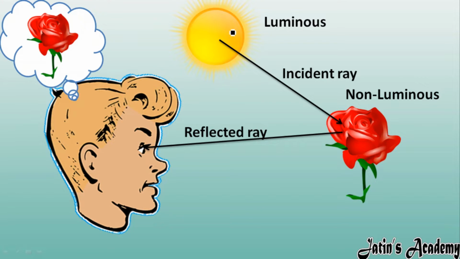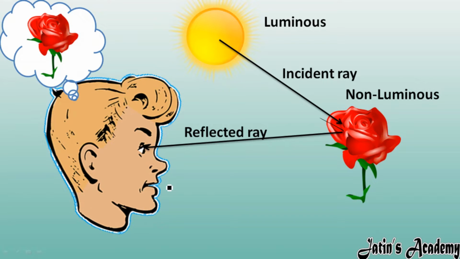So what is happening here? Actually here we are having a luminous body. This luminous body is sending the light ray to the non-luminous object, and this light ray is known as incident ray. After striking on a non-luminous object, reflection of light takes place. Reflection of light means the sending back of light. So here reflection of light takes place, and that reflected ray enters into his eyes. After entering into his eyes, he is able to see the non-luminous object. So the same picture of the flower is going to be made in his mind. So this is the criteria how we are able to see a non-luminous object in the presence of a luminous object.